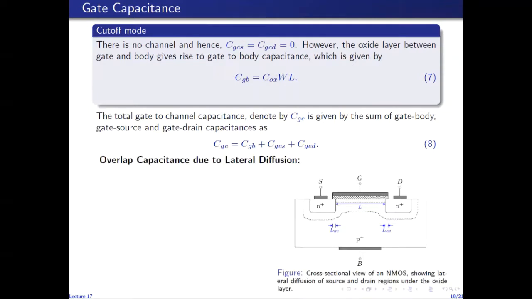There is another component of the gate capacitance, and this component is associated with the lateral diffusion in the device. So lateral diffusion refers to the diffusion of the source and drain regions under the silicon dioxide layer. So this small protrusion of the source and the drain regions under the layer of the silicon dioxide dielectric insulator is referred to as lateral diffusion.